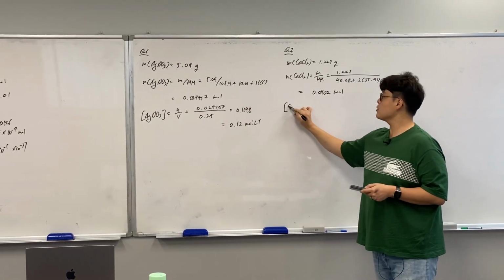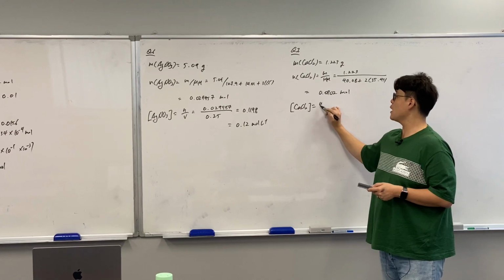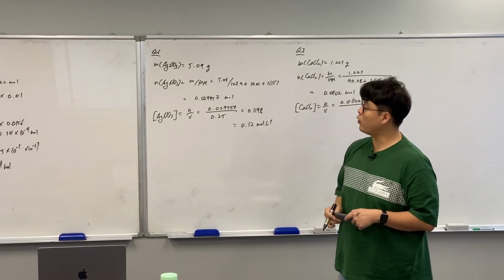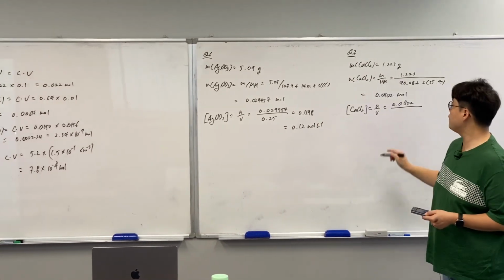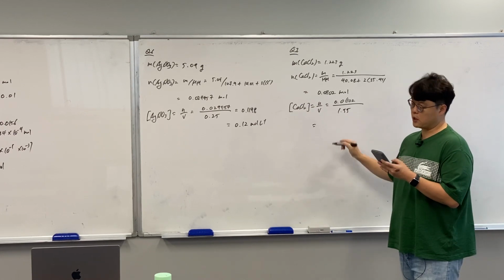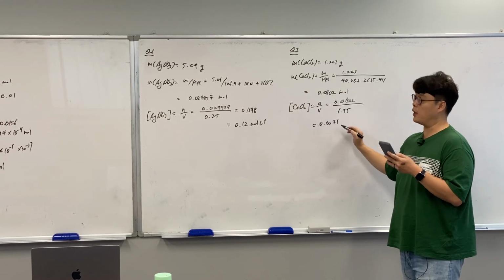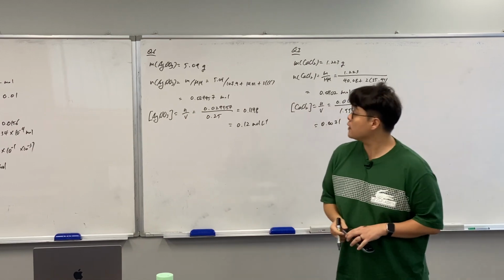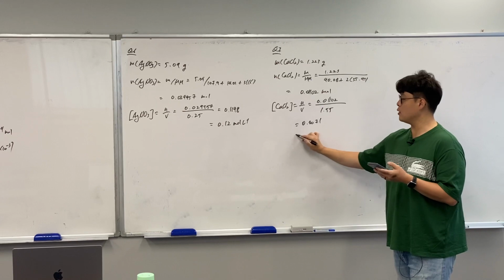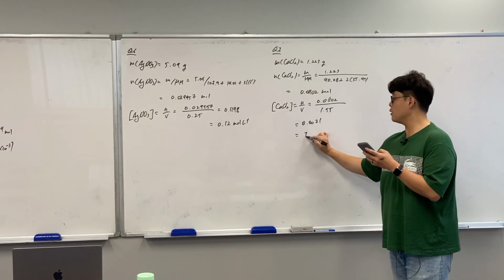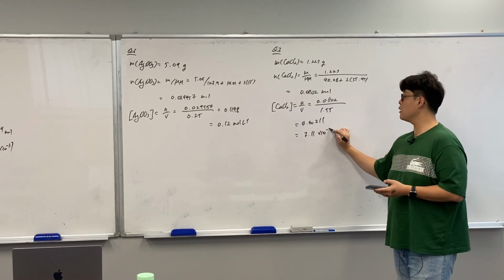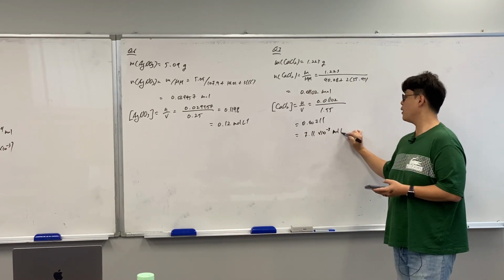Then the concentration of calcium chloride is n over V: 0.01102 divided by the volume of 1.55 liters. So that divided by 1.55, you get 0.0071. Now, fix that into the given sig figs. How many sig figs are we given? We have given 3 sig figs as the lowest sig fig value. So it's actually 7.11 times 10 to the power minus 3 mole per liter.